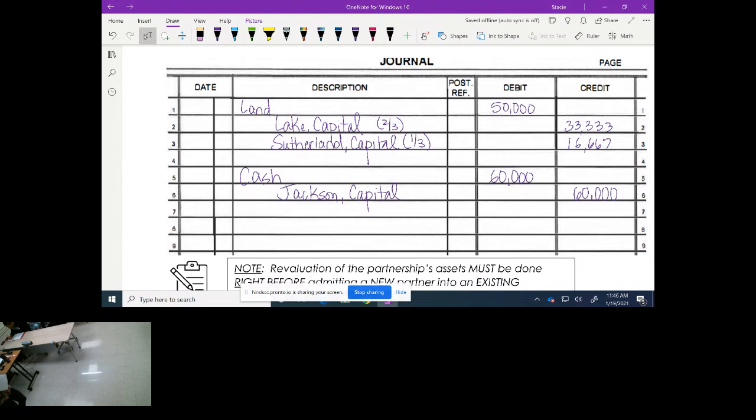And then that 50 grand that you're having to increase land by, you're going to give it to the existing partners in their capital accounts based on their ratios that we just came up with. They told us 2 to 1. So we figured that's 2/3, 1/3. And that's how it works out.